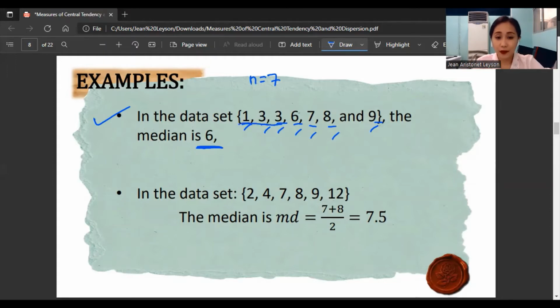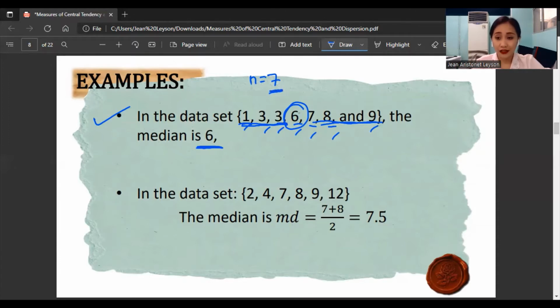Since we have 3 numbers for our lower half and 3 numbers for our upper half, it will follow that 6 is the middlemost number. Therefore, that is our median. So again, that's how we get the median if the data set is odd.